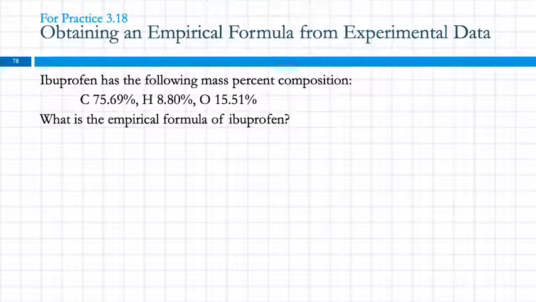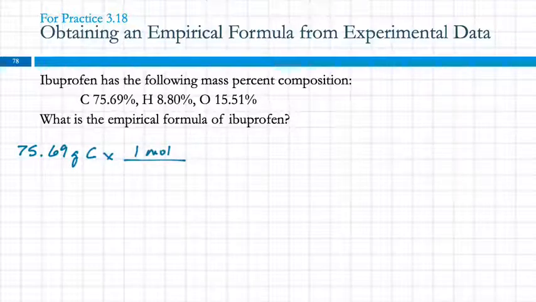Okay, so here we're given percentages instead of masses. But if I had 100 grams, then 75.69 grams would be carbon, 8.8 grams would be hydrogen, and 15.51 grams would be oxygen. The formula is going to be the same. It's just easier if I pick 100 grams. Okay? So I have 75.69 grams of carbon, and we're just going to convert it to moles again.